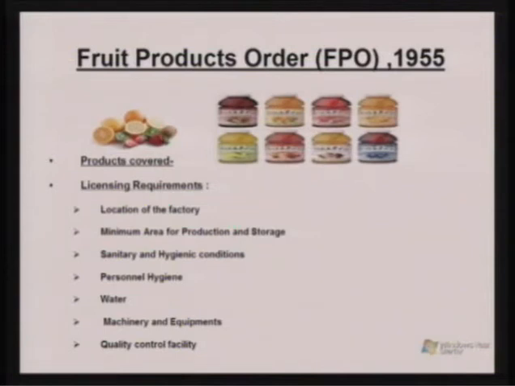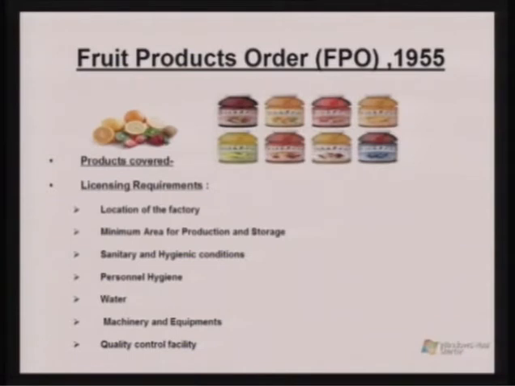This order has so far been implemented and enforced by the Directorate of Fruits and Vegetable Preservation, Ministry of Food Processing Industries. Now it has been transferred to the Food Safety and Standards Authority of India. To manufacture any products covered under this order may require a license under this order. There are certain requirements, basically hygienic requirements, to set up a factory and to obtain the Fruit Product Order or FPO license.